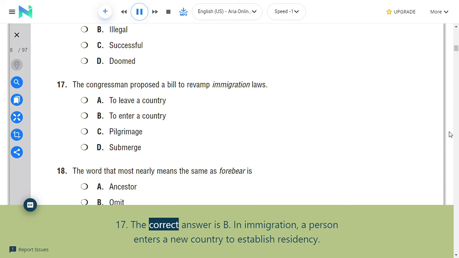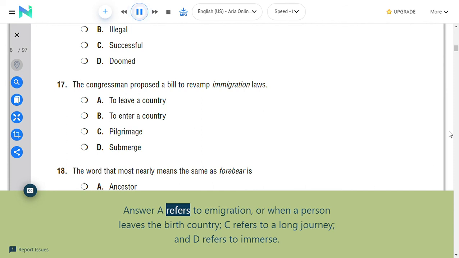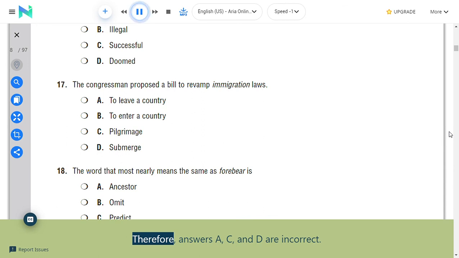Seventeen. The correct answer is B. In immigration, a person enters a new country to establish residency. Answer A refers to emigration, or when a person leaves the birth country. C refers to a long journey, and D refers to immerse. Therefore, answers A, C, and D are incorrect.